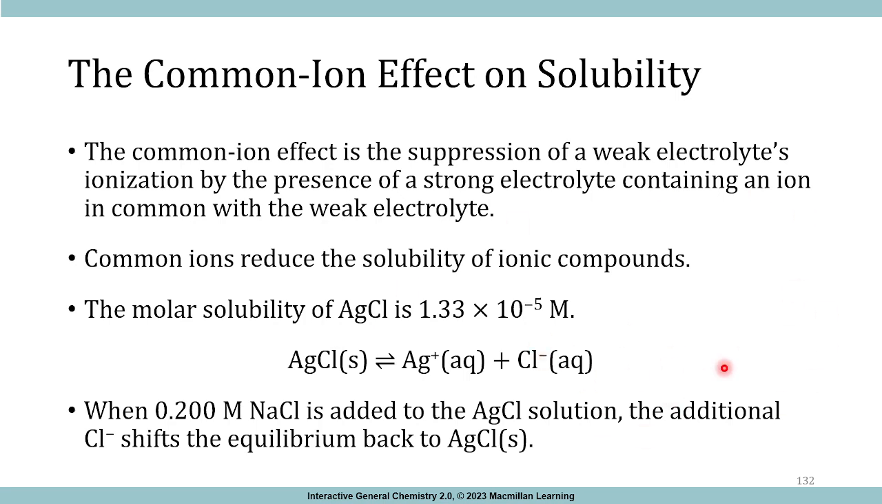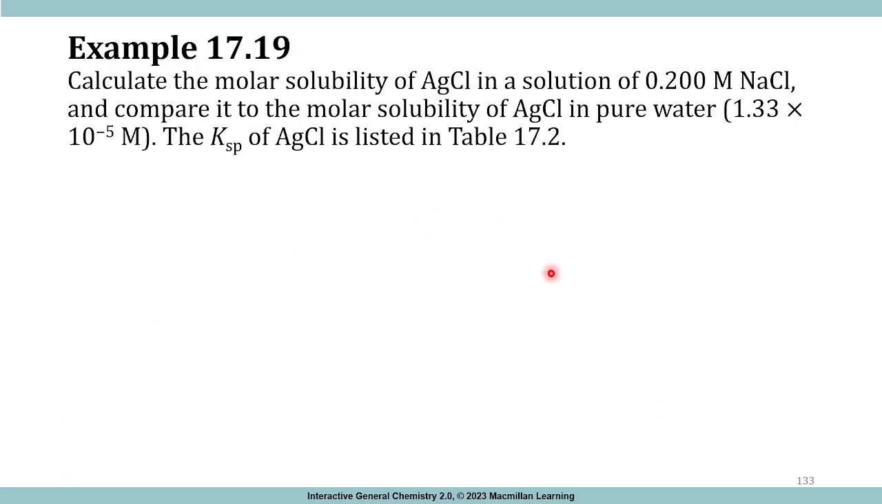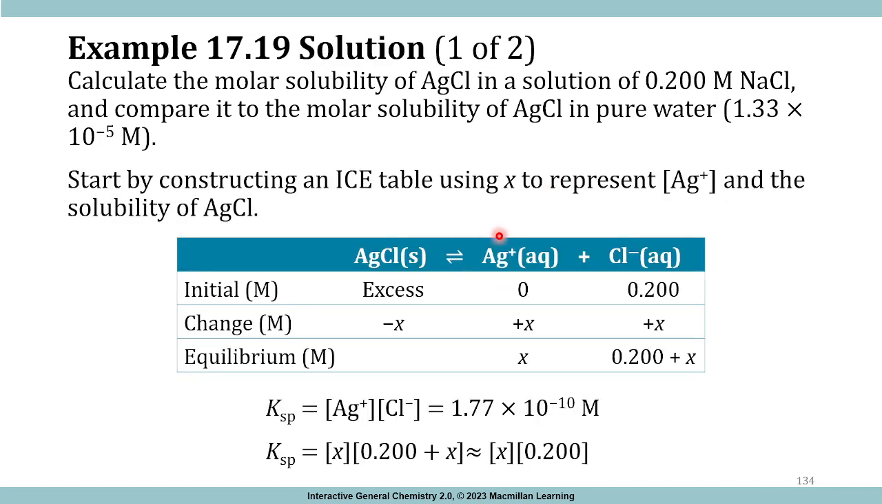Okay. So again, the additional chloride shifts the equilibrium back towards the silver chloride. So let's calculate the molar solubility of silver chloride in a solution that's 0.2 molarity NaCl, compared with the molar solubility of silver chloride in pure water, that solubility being this number right here, which is 1.33 times 10 to the negative 5 molarity. The KSP of silver chloride is in that table, the 1.77 times 10 to the negative 10 that was listed before. So again, we're going to set up an ICE problem for the equilibrium we're going to be playing with. And so silver chloride goes to the silver cation and the chloride anion. They're all 1-to-1 ratios, so this makes the problem a little bit easier.